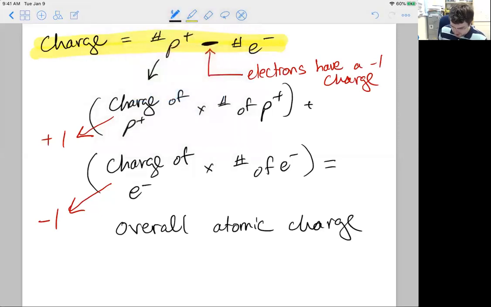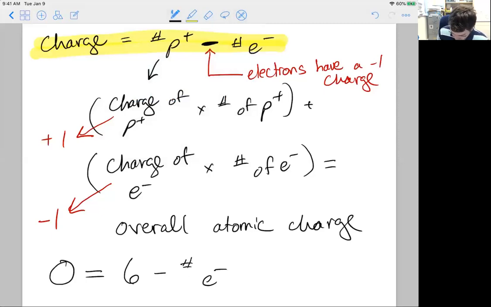But we can solve this now. If our charge is equal to the number of protons minus the number of electrons, we can figure out the number of electrons using simple algebra. That is, for our case, we have a neutral or 0th charged atom, and we have 6 protons, and we have to subtract the number of electrons.